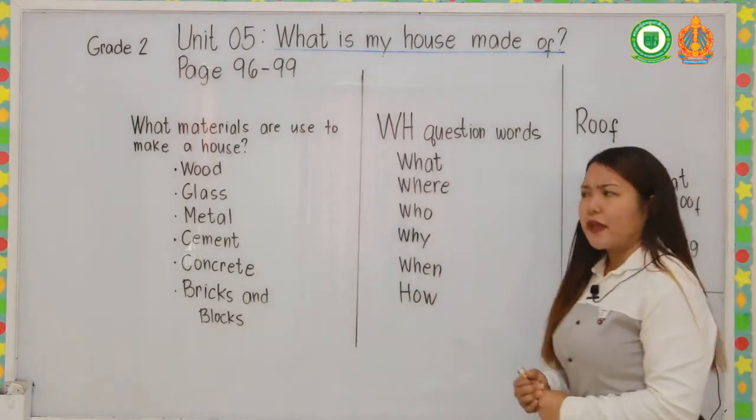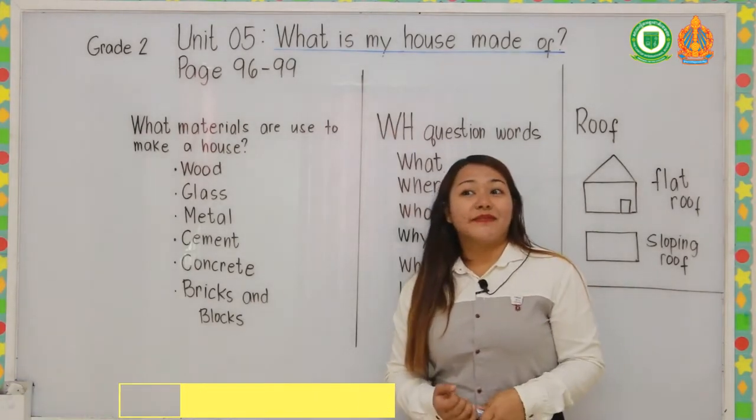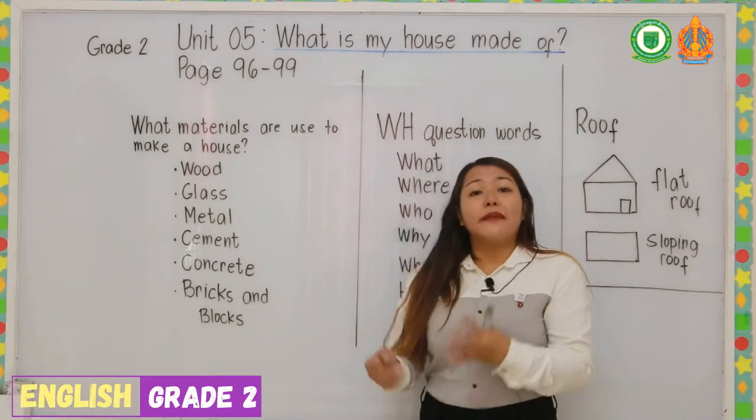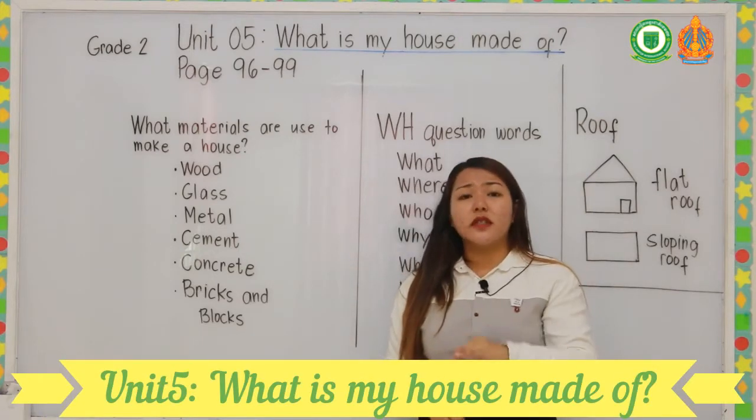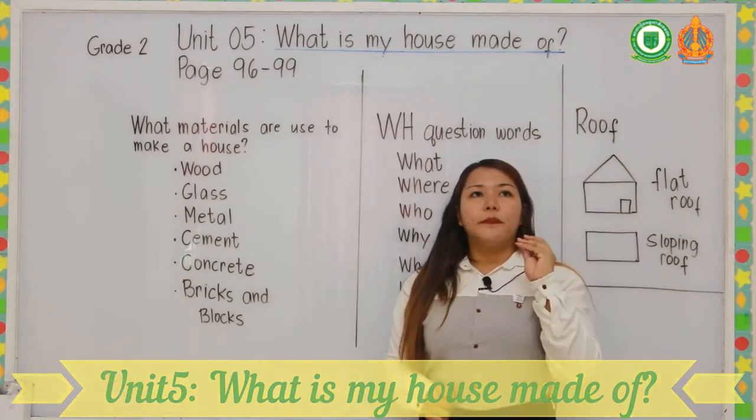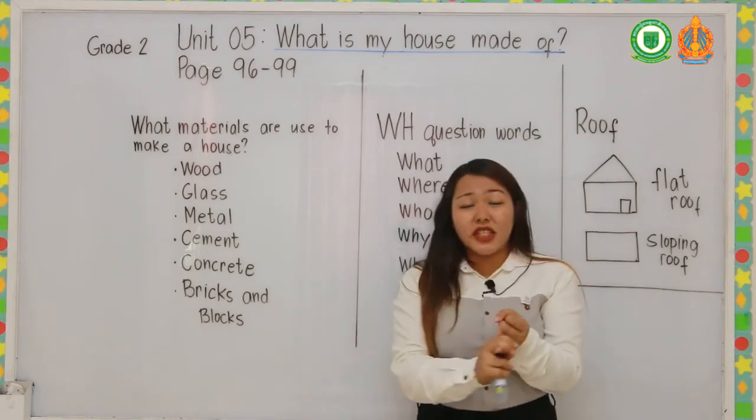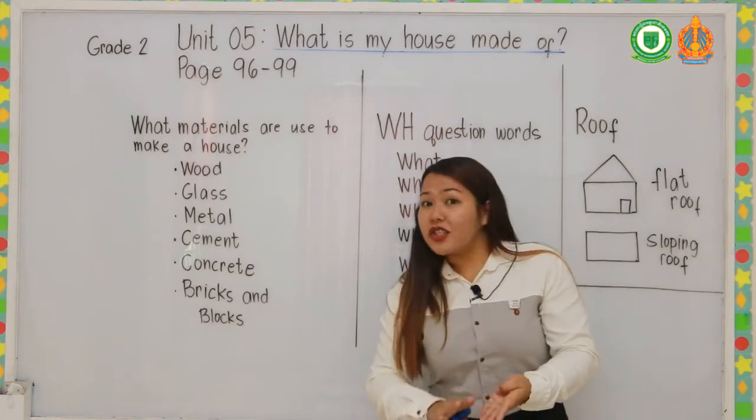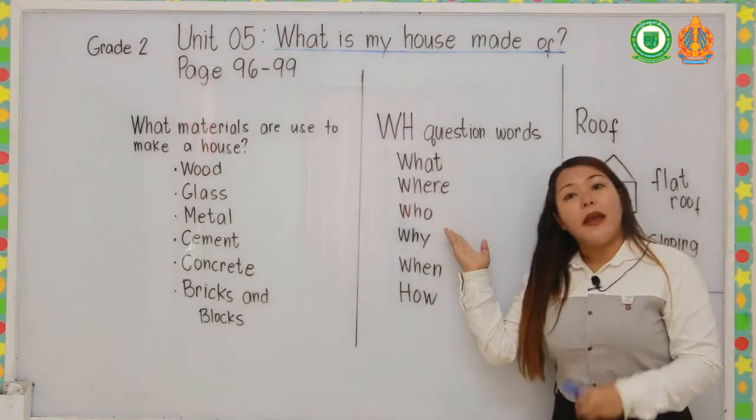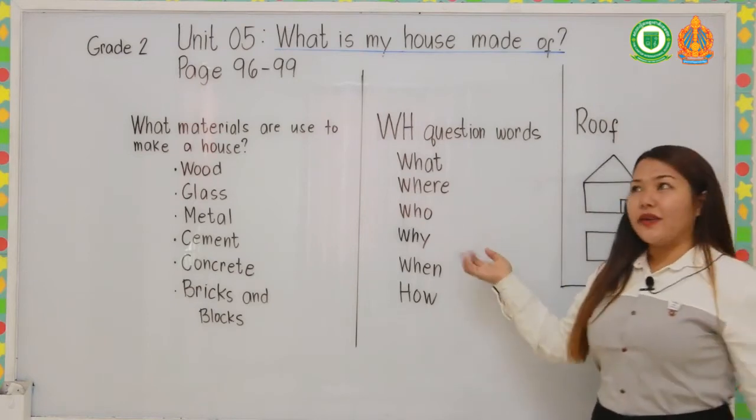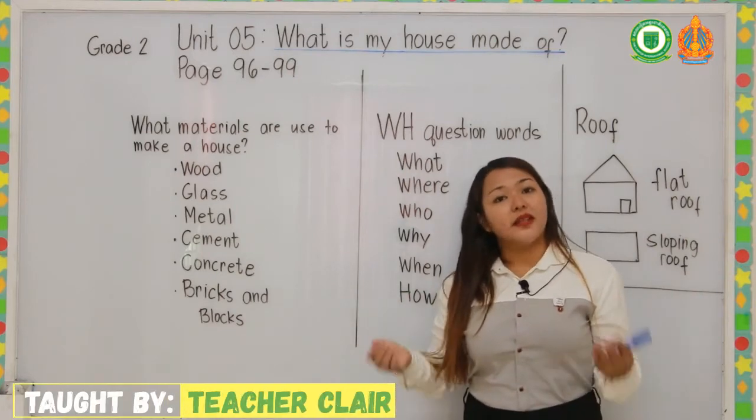Next, who? Who builds houses? Or who can build houses? Technically anyone can build a house, but there are professionals who are skilled in building houses. So we have carpenters, engineers, architects, and electrical engineers. We also need them to build a safe house. So who are we talking about? People. Who? Why? Why do we need to build a house?